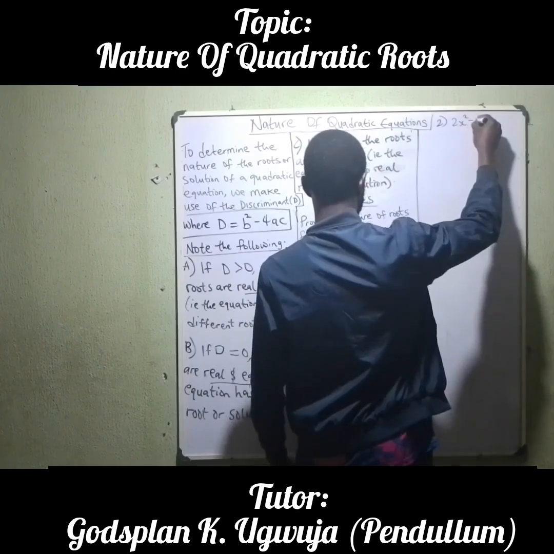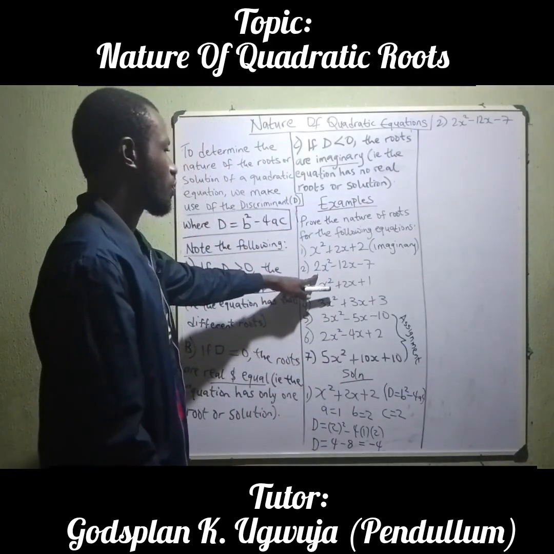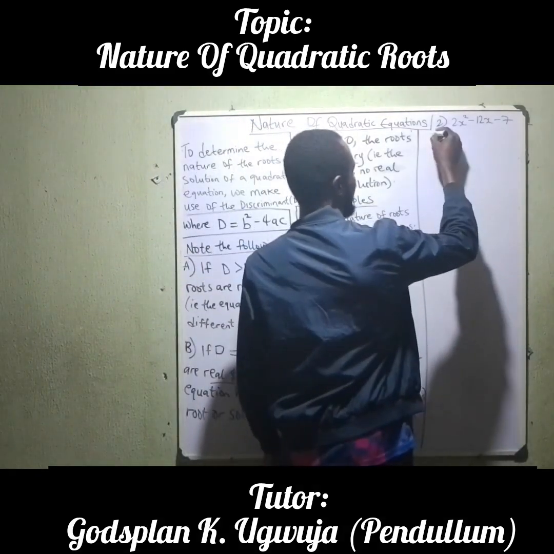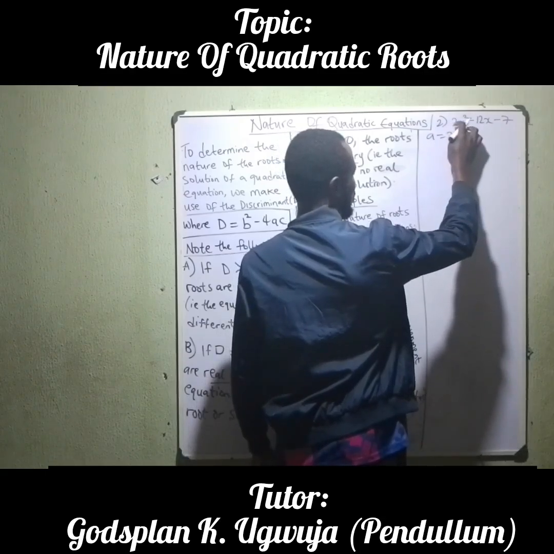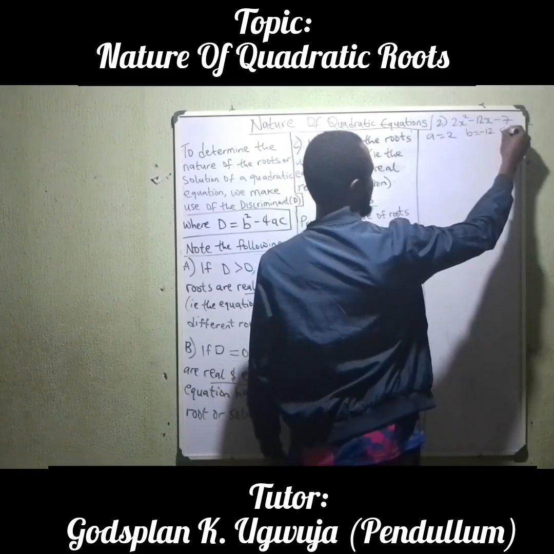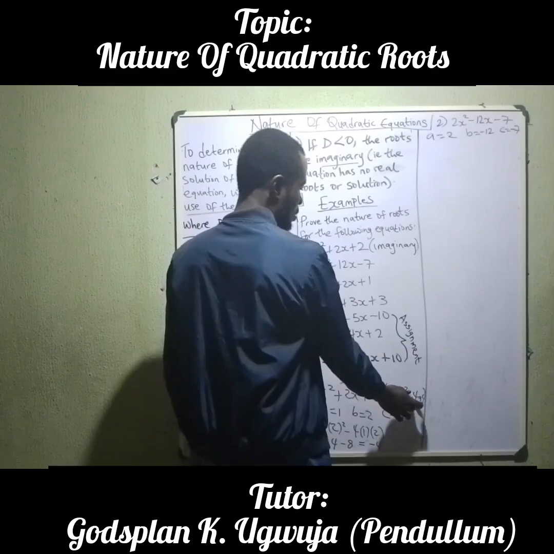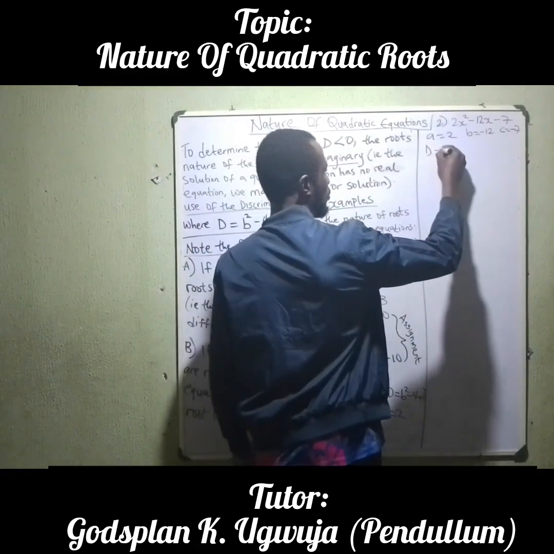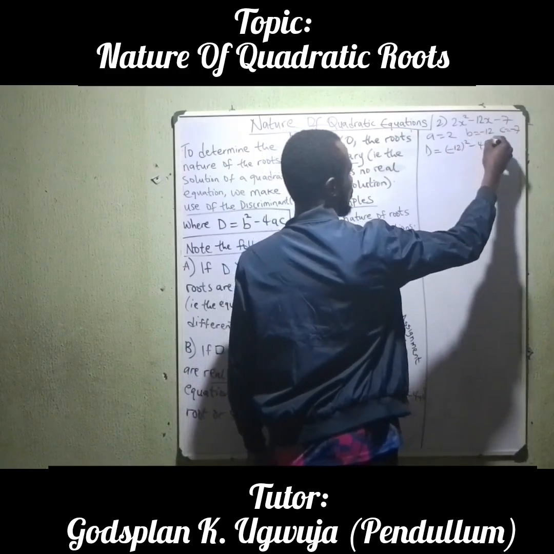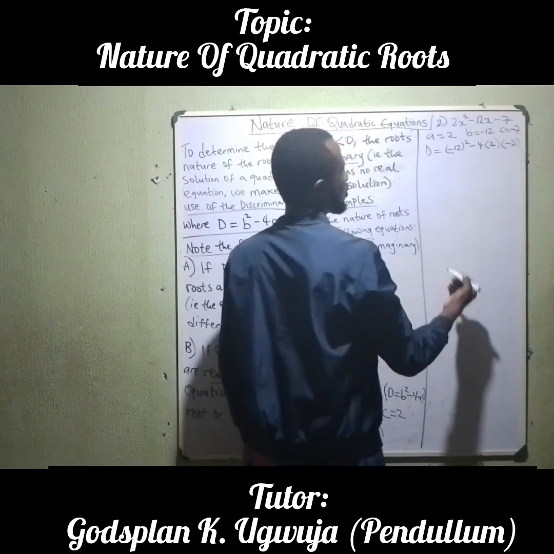2x squared minus 12x minus 7. That's the second one we have to solve. We are still using this formula. It's a very simple formula. Now from here, our a is 2. That's the coefficient of x squared. Our b is minus 12. Our c is minus 7. All right, so let's put into this formula. We have that d will be equal to b squared, minus 12 squared, minus 4 times 2, that's a, times c, minus 7.